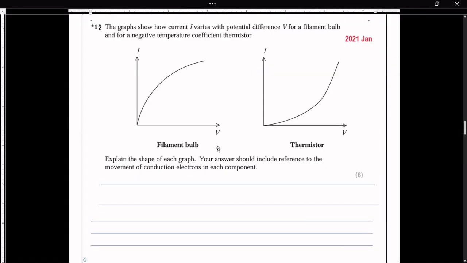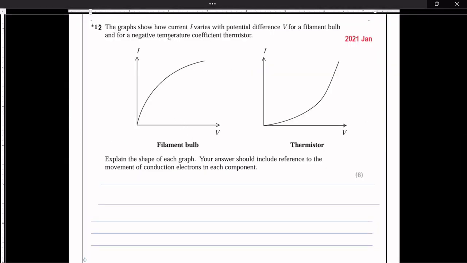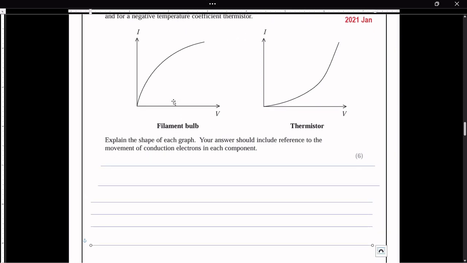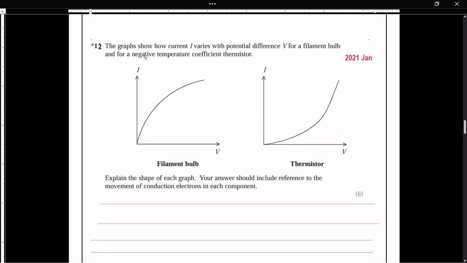Let's answer the next question. The graph shows how the current I varies with the potential difference V for a filament bulb and a negative temperature coefficient thermistor. So two graphs are given. One is for the filament bulb and the other is for the thermistor, which is a negative temperature coefficient component.